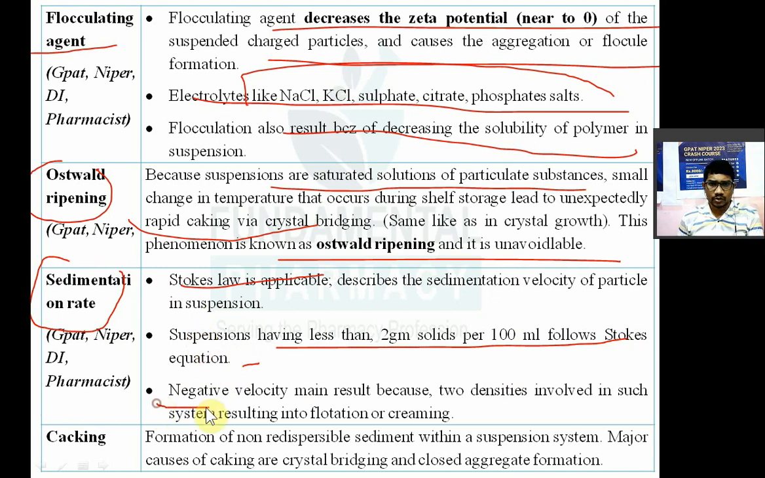Negative velocity may result because of the difference in the two densities involved in such a system, resulting in flocculation or creaming. Then what is caking? Formation of non-redispersible sediment within a suspension system. Major causes of caking are crystal growth, crystal bridging or close aggregate formation.